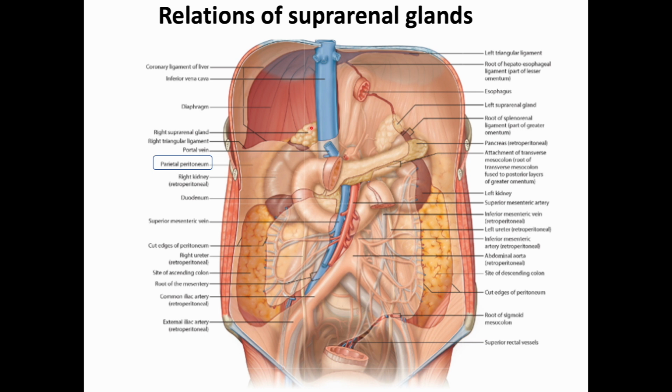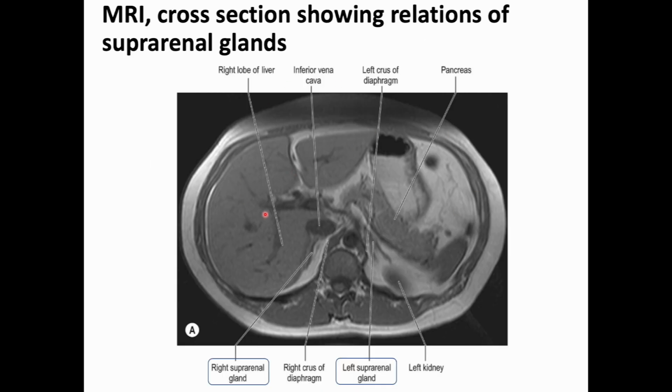The right suprarenal gland is triangular in shape. The left one is similar, and each is about 5 grams. Here is a cross section, which shows the relationships of the gland again. Here is the right suprarenal gland between the inferior vena cava anteriorly and the right crus of the diaphragm posteriorly. Here is the left gland, which is located between the pancreas anteriorly and the left crus of the diaphragm posteriorly.